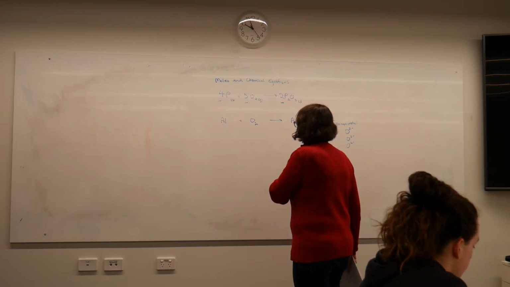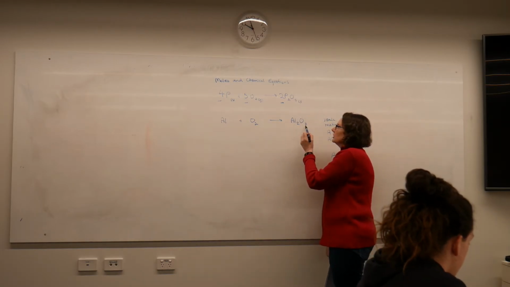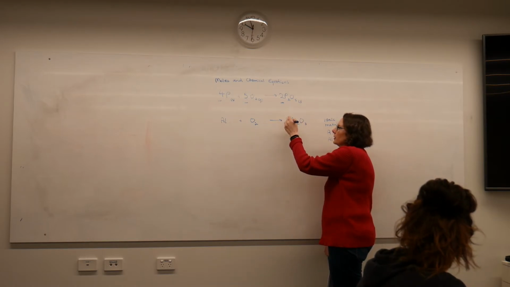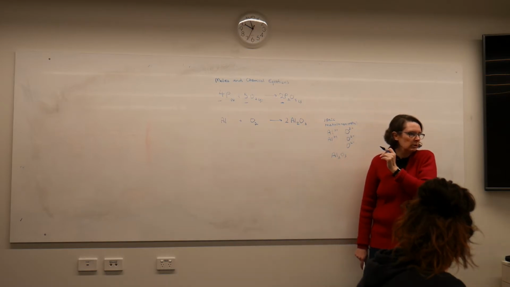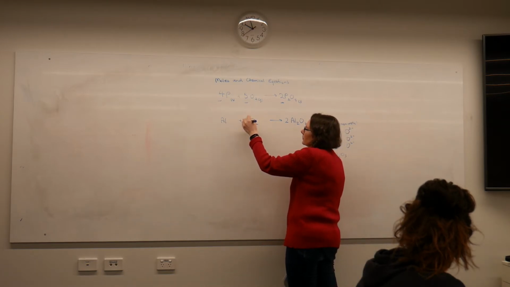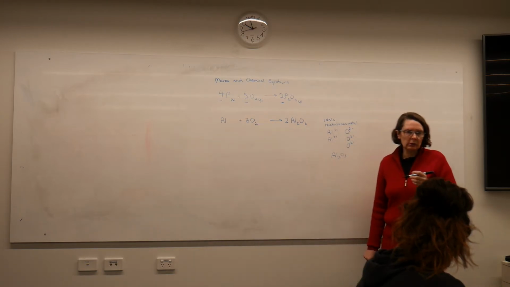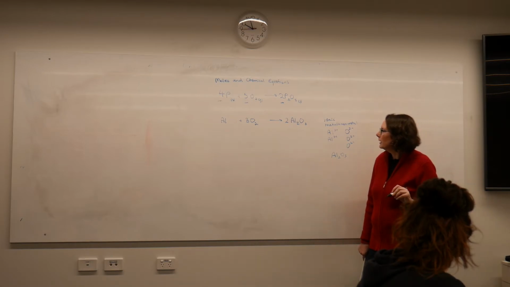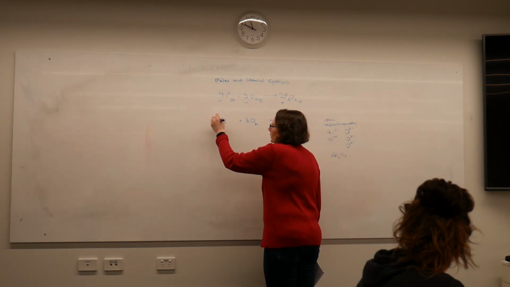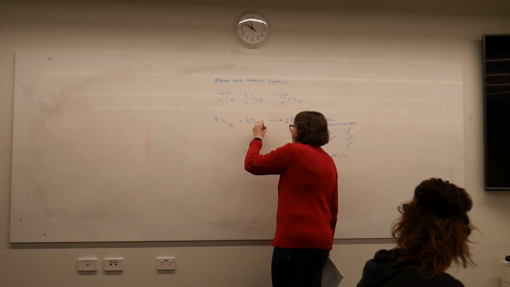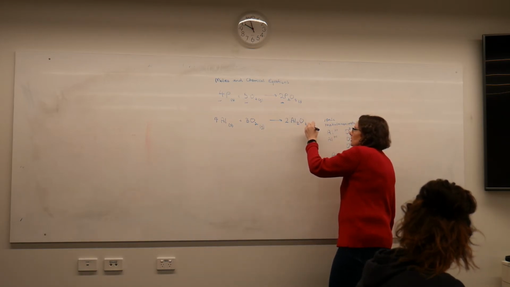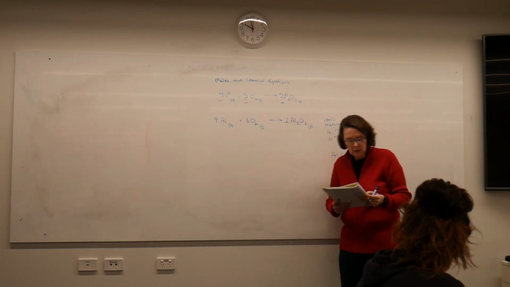So this is not balanced. Best to start with these odd numbers. If I put a 2 out the front here, then I've got 6 oxygens on my product side. And I could put a 3 in front here, and that would balance the oxygens. And if I look now at my aluminiums, I think this is pretty easy. I just need to put a 4 out the front there, and that's balanced. The solid reacting with the gas is going to produce a solid. I can put in my states.